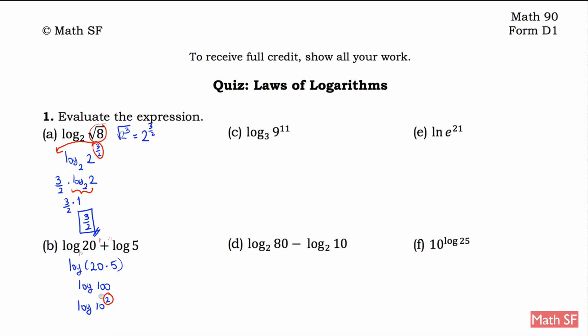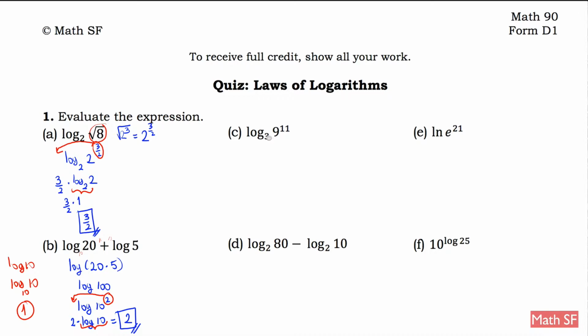Using our laws, the exponent goes in front, multiplying. So you will get 2 times log of 10. Remember, log of 10 is log base 10 of 10, which is 1. So 2 times 1 is going to be 2.